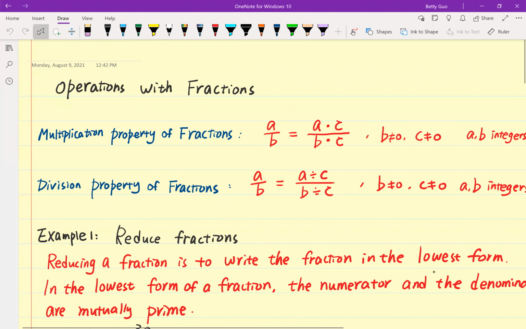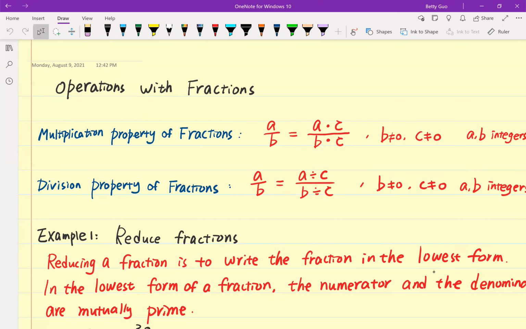We have defined fraction as the quotient of two integers. The denominator integer has to be non-zero. So today we are going to talk about how we operate with fractions: how do we add, subtract, multiply, and divide with fractions. Firstly, let's look at the two properties for fractions.